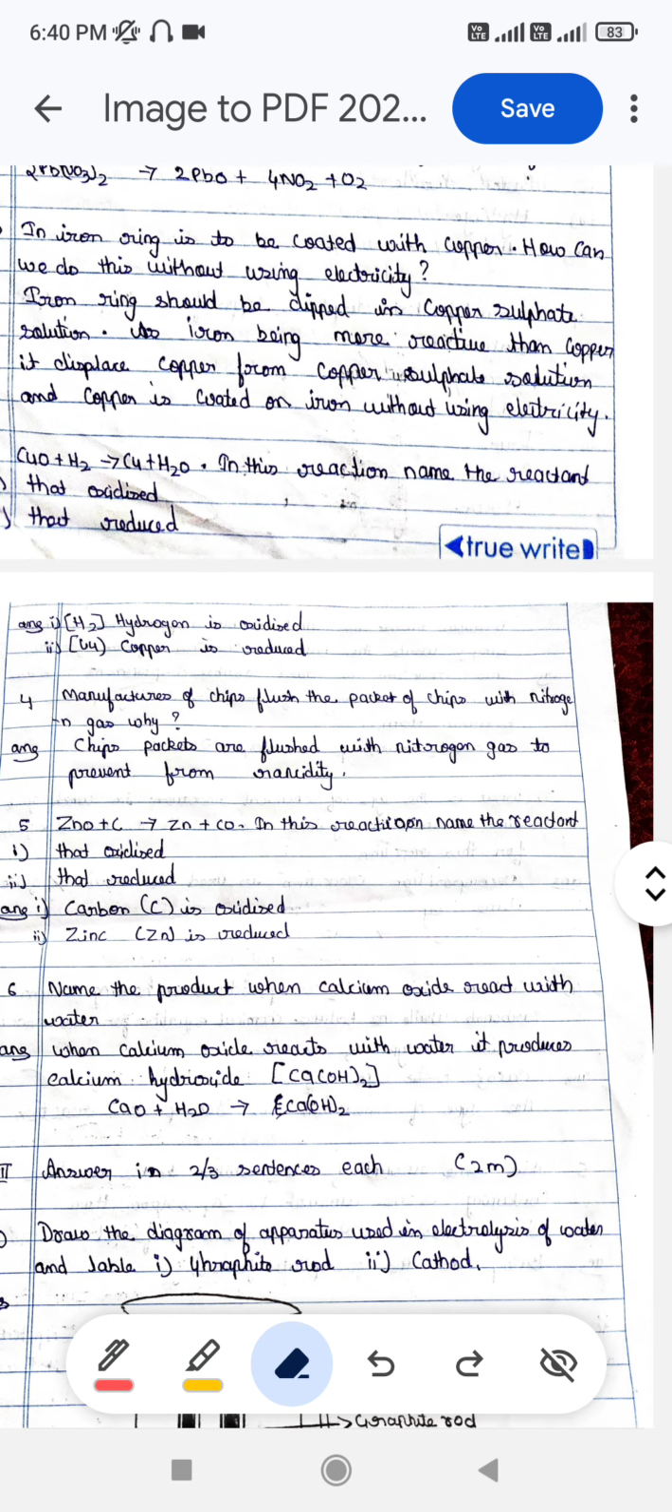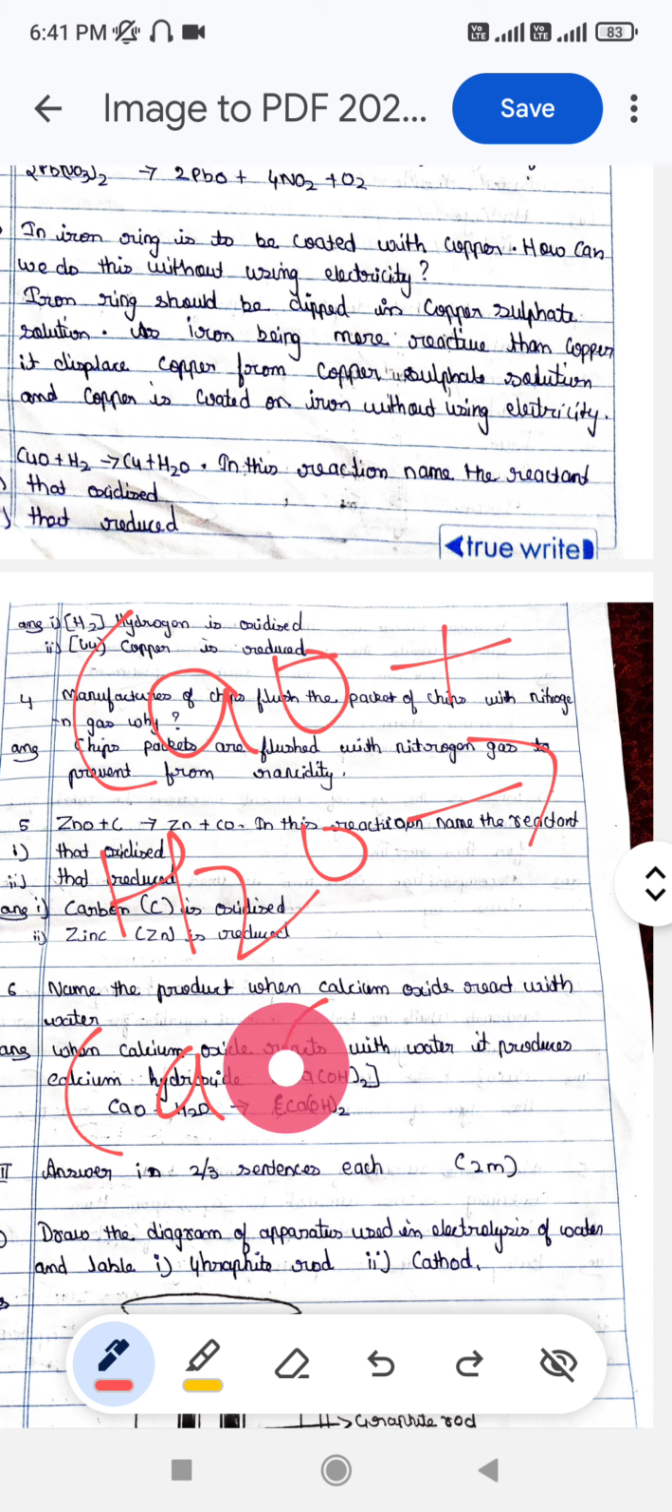Name the product when calcium oxide reacts with water. Calcium oxide means CaO, right? Calcium oxide reacts with water, CaO plus what? Which product will they produce? The product is Ca(OH)2, right? Ca(OH)2.